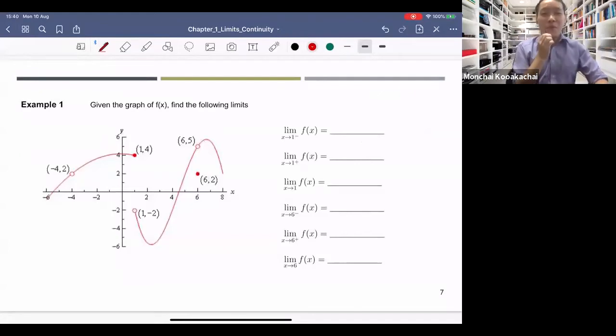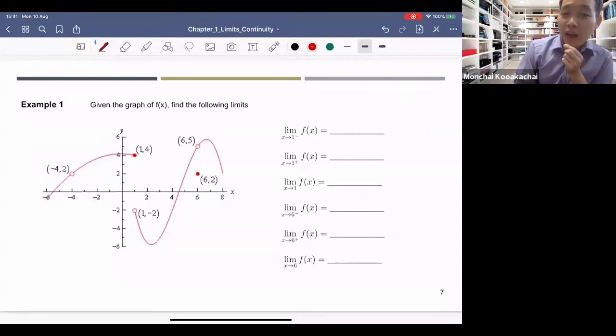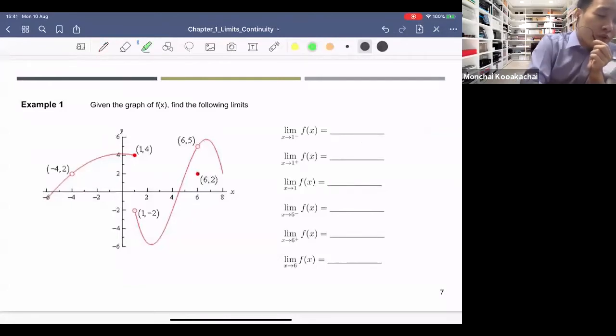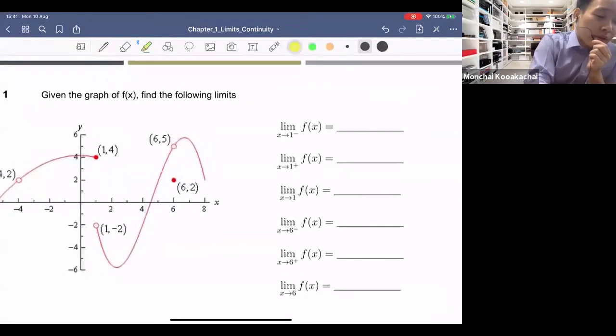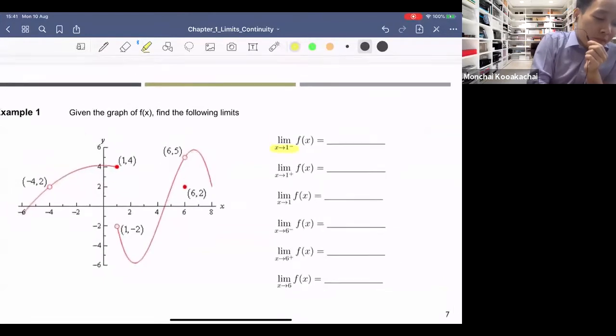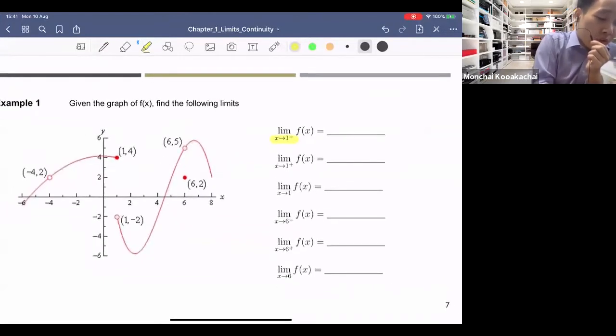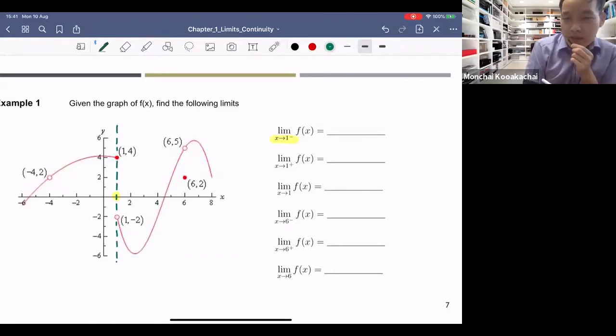All right, example one. Given the graph of f(x), can you find the following limits? All right, let's do it. So the first one, I want you to do the limit when x approaches 1 from the left. So you look at x equal to 1 here. This is x equal to 1. And then from the left, what is the limit here? So type in the chat, what is your answer?